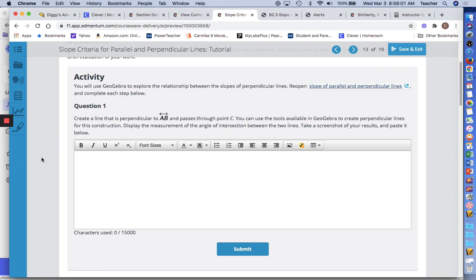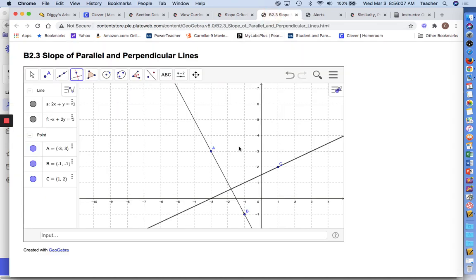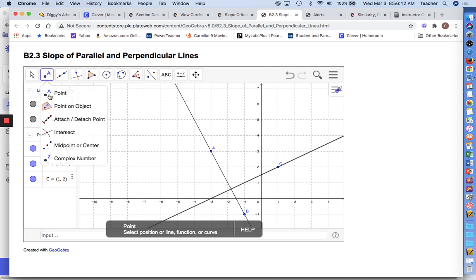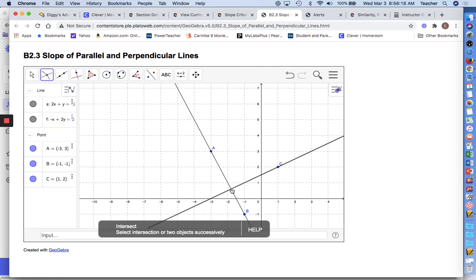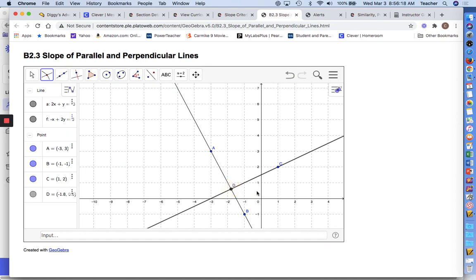All right, so we've got to find the angle. Now, in order for that to happen, we have to have a point right here. So I'm going to do a point at the intersection. Come down to point and intersection. Click right there where they intersect, and they'll label it D. Basically, it just forces those lines to fuse together.